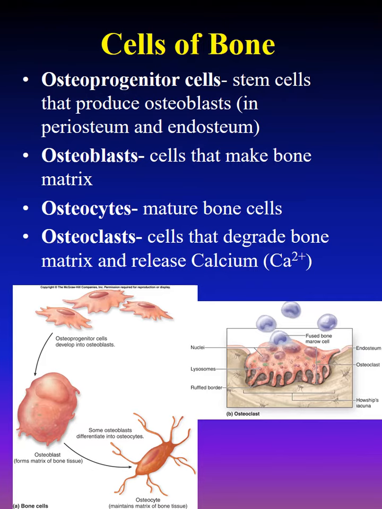Once this occurs, the calcium and phosphate ions are released into the tissue fluid so that they can travel to the blood, where the blood can carry calcium and phosphate wherever it needs. So there's a delicate balance that occurs between osteoclasts removing old matrix and osteoblasts creating new matrix.